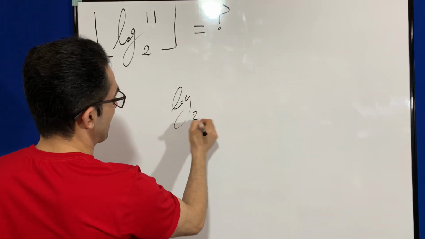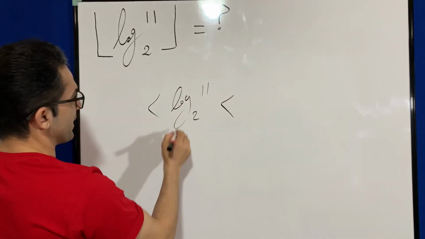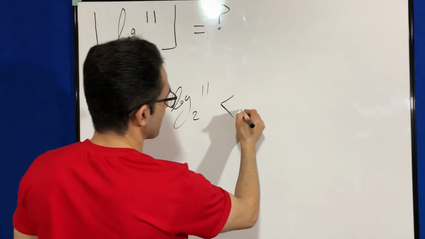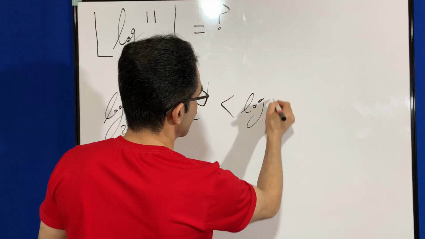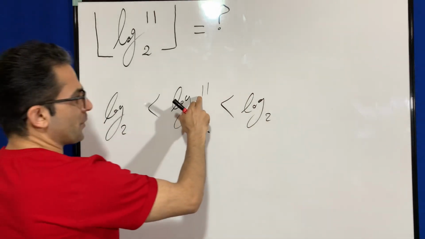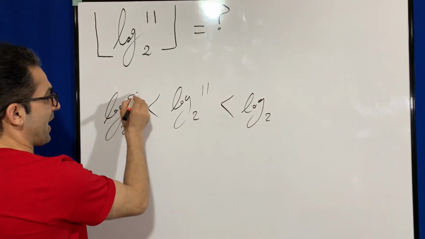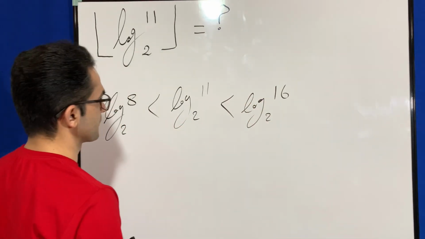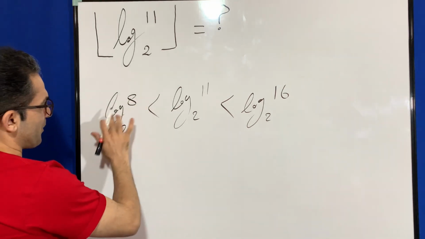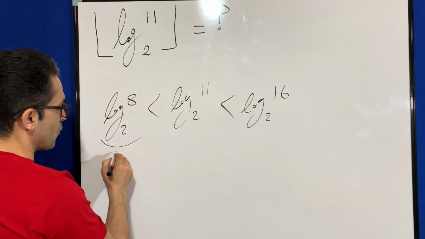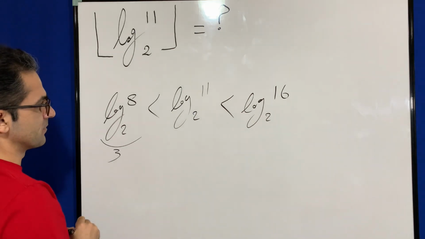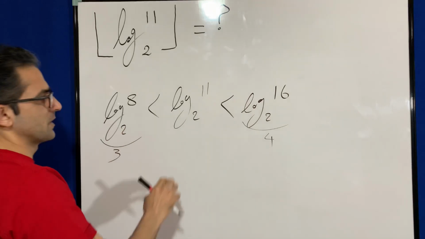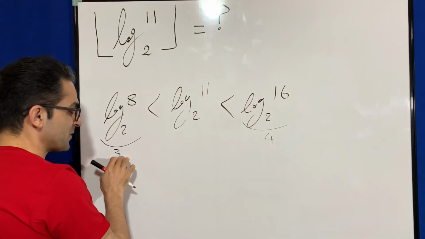Log base 2 of 11 is between log base 2 of something and log base 2 of something. You know 11 is between 8 and 16. I mean base 2. So log base 2 of 8 equals 3, and log base 2 of 16 equals 4. Log base 2 of 11 is between 3 and 4.